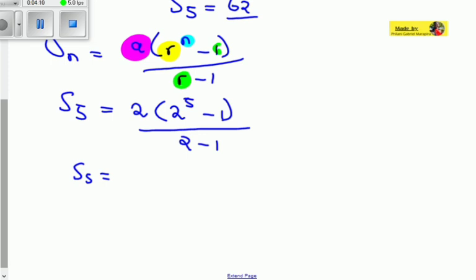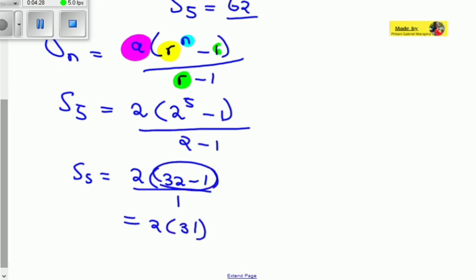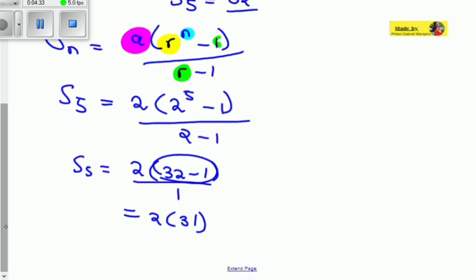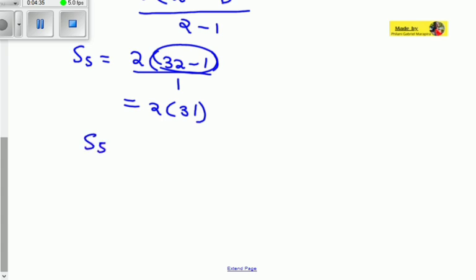But let's just simplify this. 2 to the power of 5 gives you 32. So this is 32 minus 1 over 1. So this is 2 multiplied by 31, because 32 minus 1 gives you 31. So 2 multiplied by 31 must give you 62. It means that the sum of the first 5 terms of this geometric series is going to be 62.